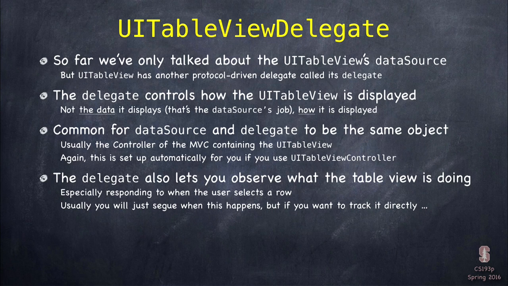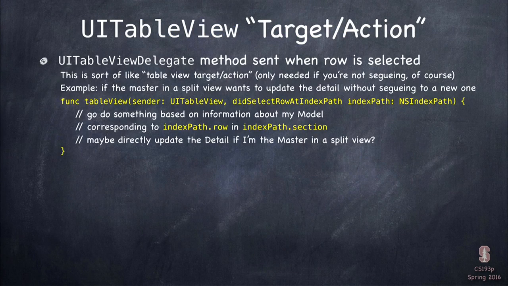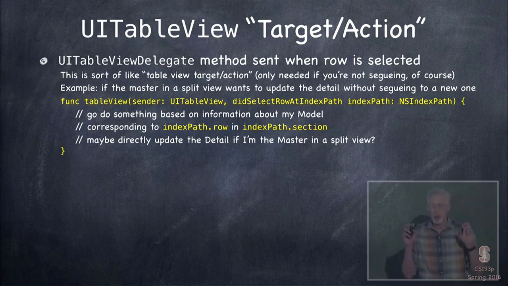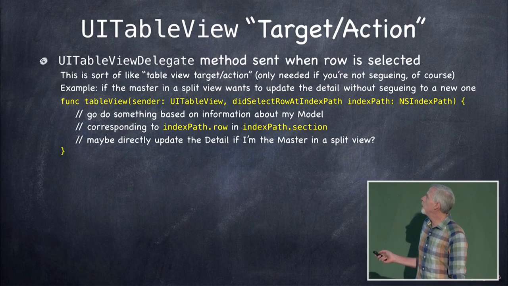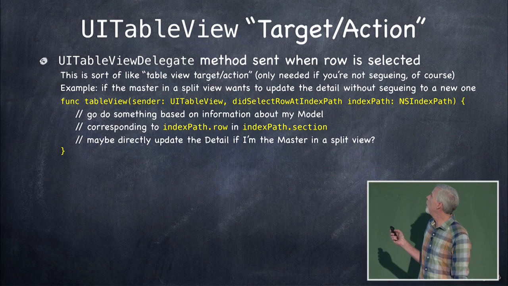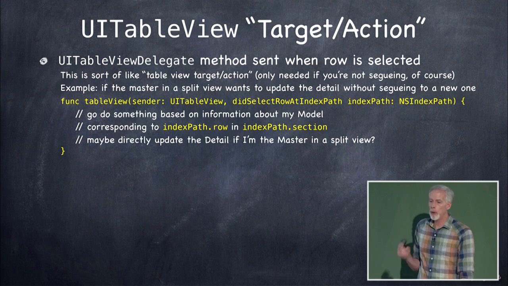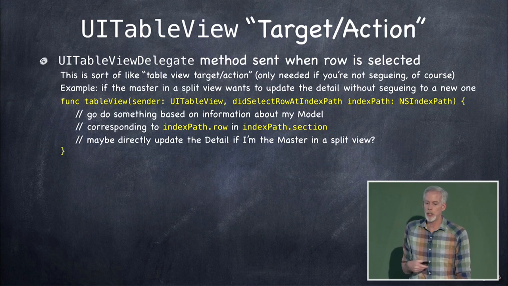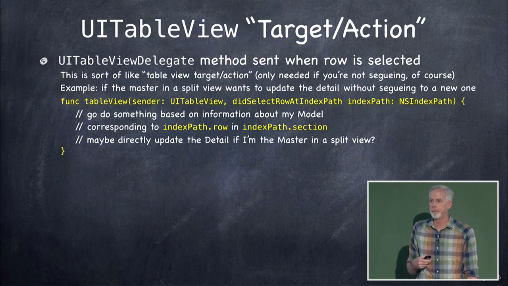It has a very interesting one, which is to let you know when the user selects a row, when the user touches on a row. Now, normally when they touch on a row, you're just going to segue, but sometimes you might want to touch on a row in the table and not segue. You want to do something else, okay? And so this gives you kind of table view target action, okay? The way you do that is you implement this method in your controller, did select row at index path, okay? And the table view will send you this whenever someone touches on a row. And this is just telling you which row they touched on. Okay? Simple.